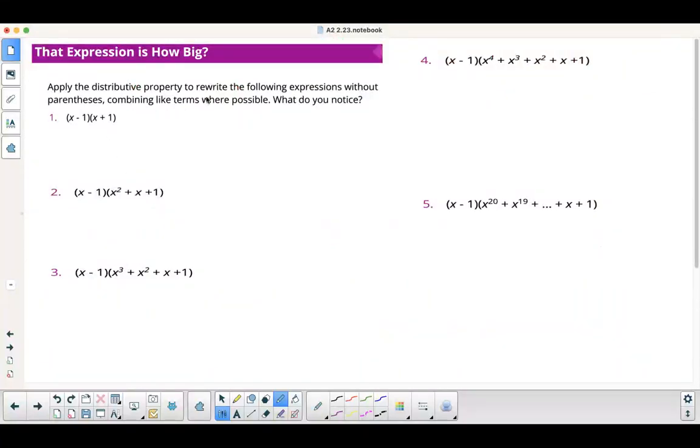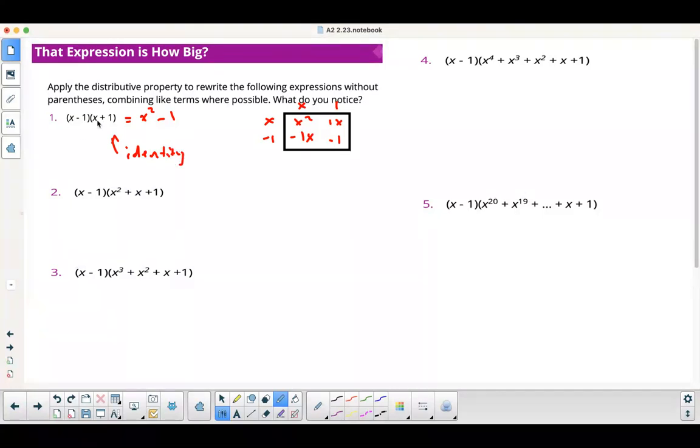All right. So apply the distributive property to rewrite the following expressions without parentheses, combining like terms where possible. What do you notice? Okay. So I do my box, or some of you might know the FOIL method. These end up canceling out, so I end up with x squared minus 1. So these are equal. So this would be called an identity.